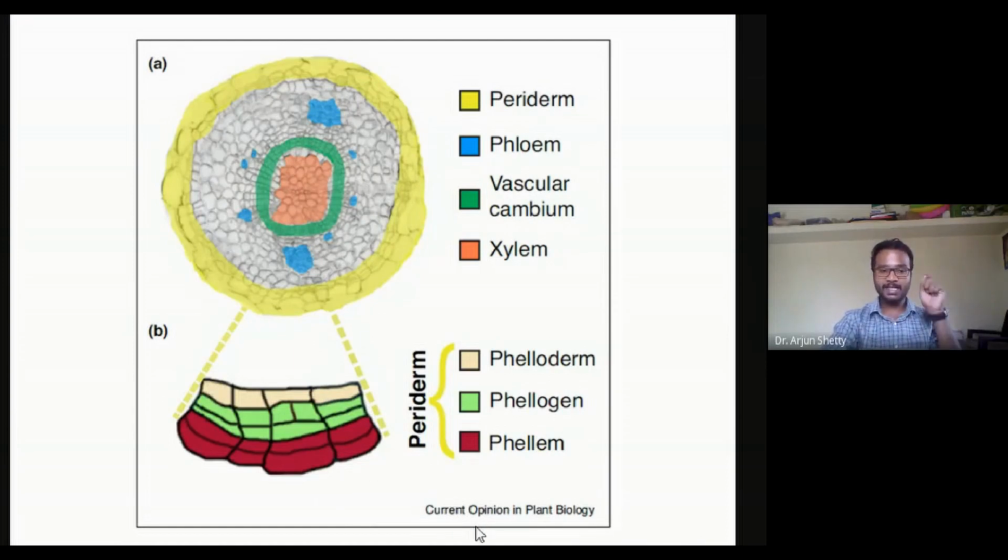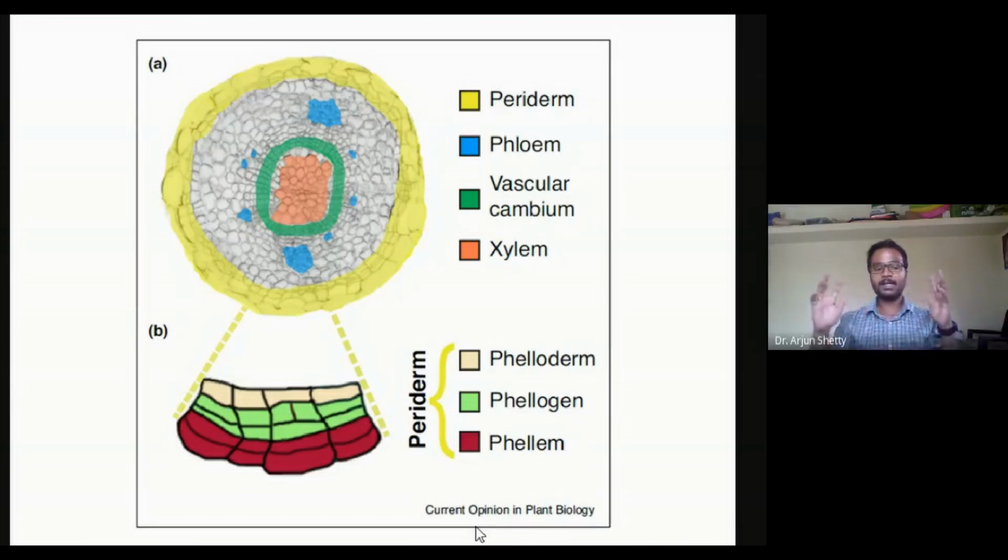Let me tell you that this has been obtained from Current Opinion in Plant Biology, which is one of the top-notch journals. They give information on the development and current opinions in plant biology. From there only I have taken the image and some of the information. I'm explaining from the top-notch journal itself.